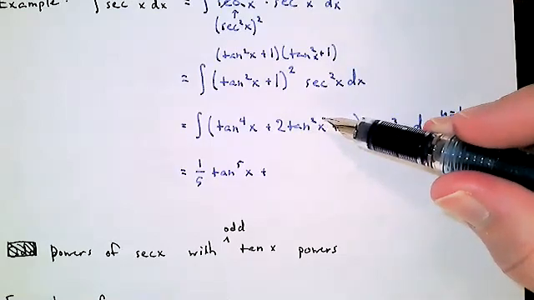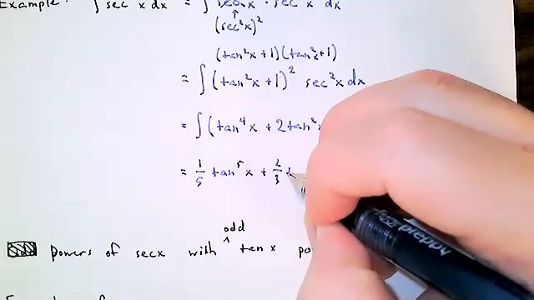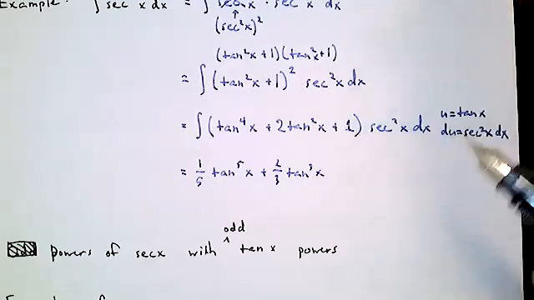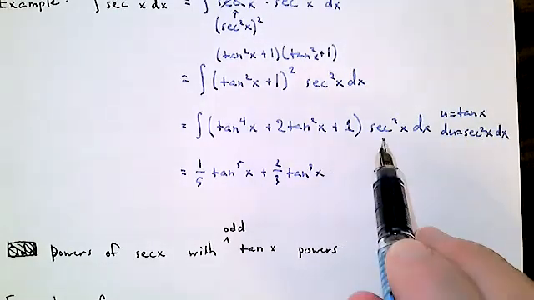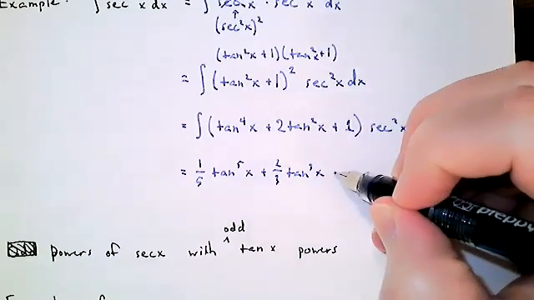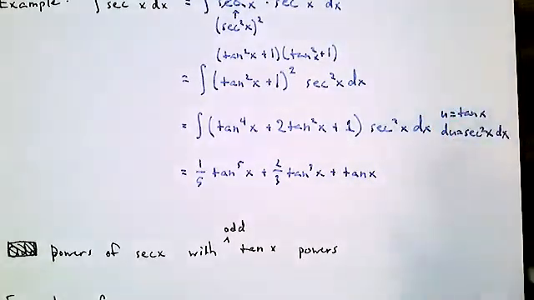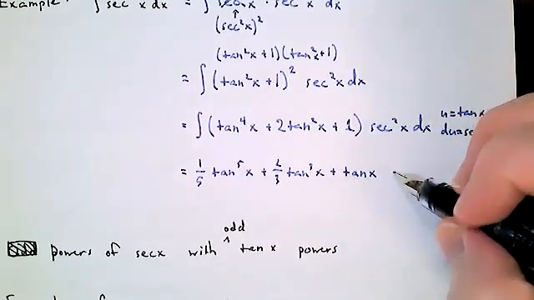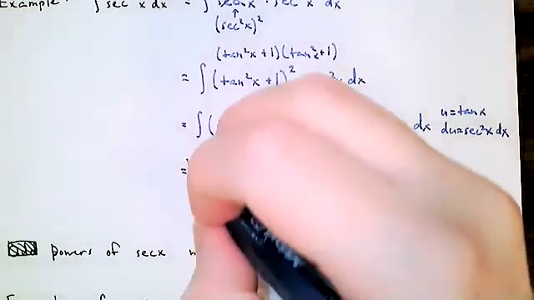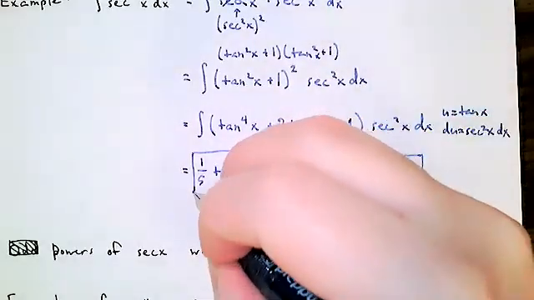Here, for our 2 tangent squared, we'll have to divide through by 3. So 2 over 3 tangent cubed. And then finally, here we just have a 1, but remember, we have this du on everything, the secant squared. So this is really a single tangent. And then plus C. And that's it. That's the integral. Any questions?